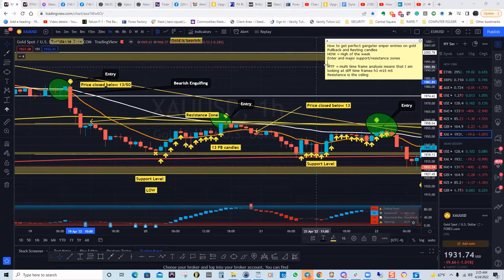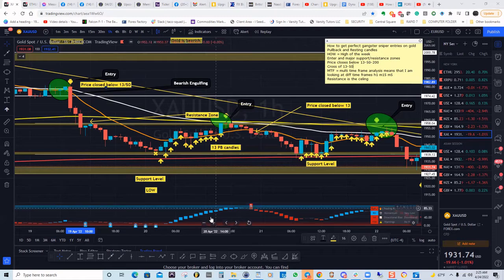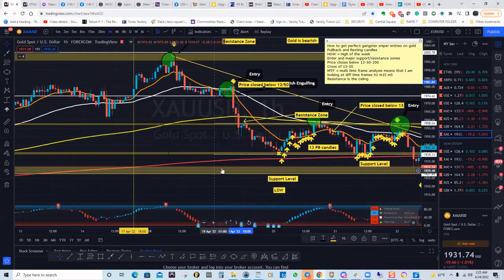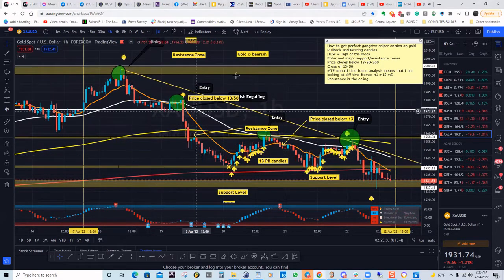I want price to close below the 13 and 50. And if it closes below the 200, that's even better. A cross of the 13 and 50 is gangster. Or up above, whatever, below. But it's got to be in a downtrend. This is a downtrend. This is a bearish market. So since you're in a bearish market, you're looking at all these things here.